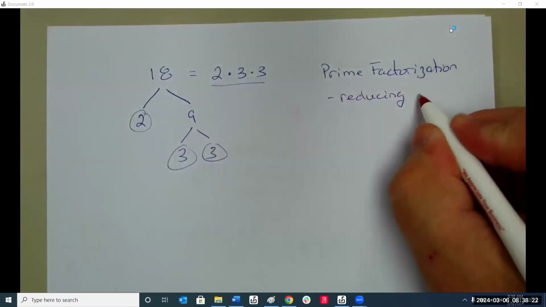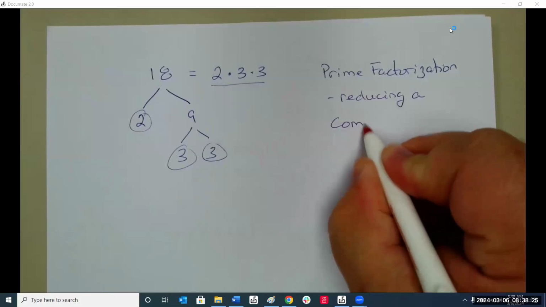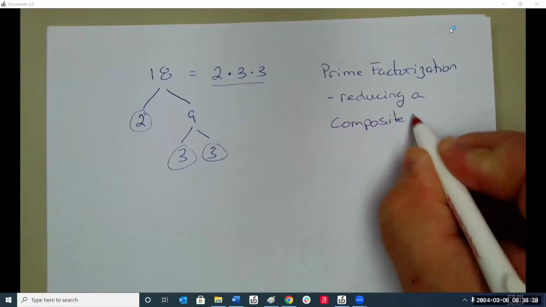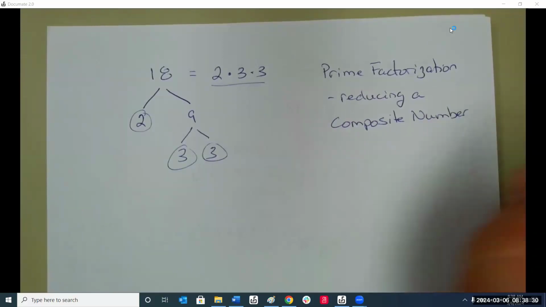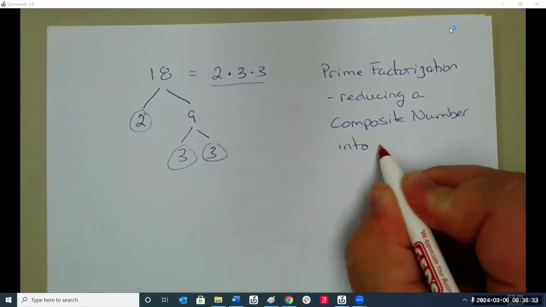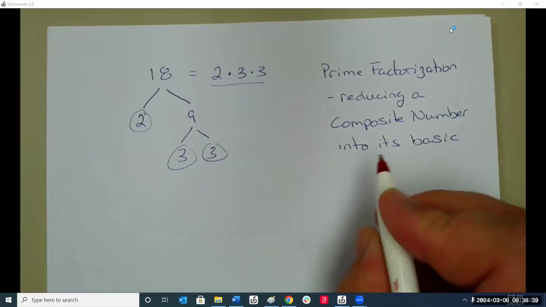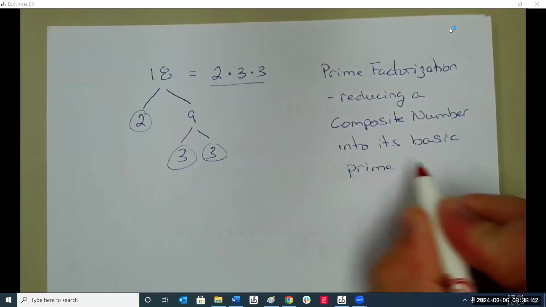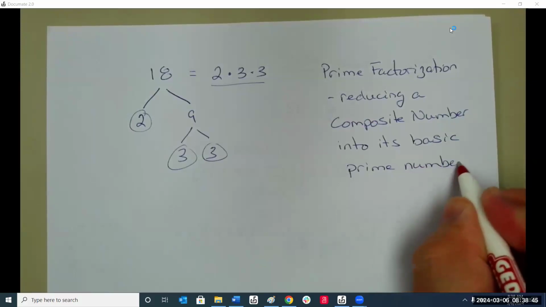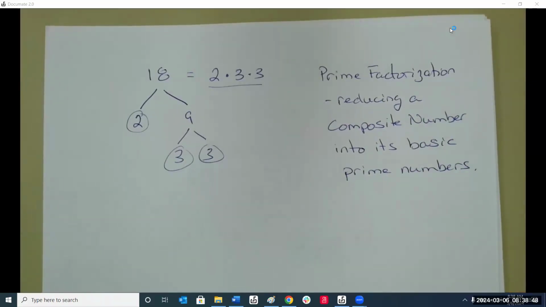Reducing a composite number into its basic prime numbers. And this is why that sheet I gave you is important. That sheet goes all the way to 13. Why does it stop at 13? Because if you go to 14, well, that's the same as 2 and 7. 15 is the same as 5 and 3.